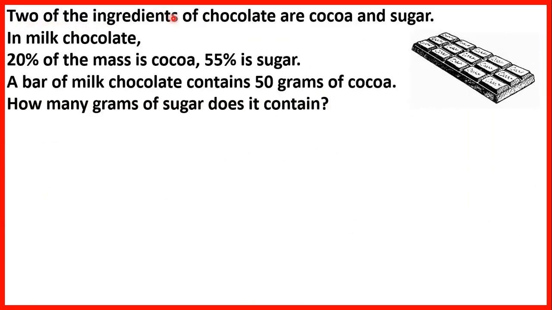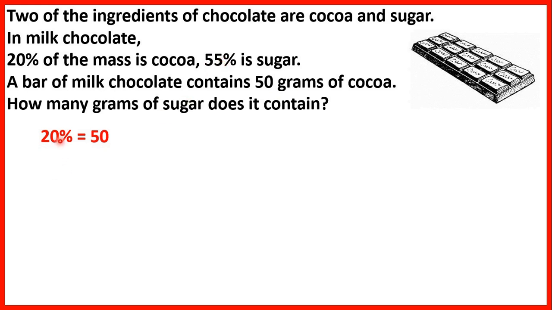Two of the ingredients of chocolate are cocoa and sugar. In milk chocolate, 20% of the mass is cocoa, 55% is sugar. A bar of milk chocolate contains 50 grams of cocoa. How many grams of sugar does it contain? So we know that 20% is cocoa, and that's the same as 50 grams. But we want to work out the mass of 55%.